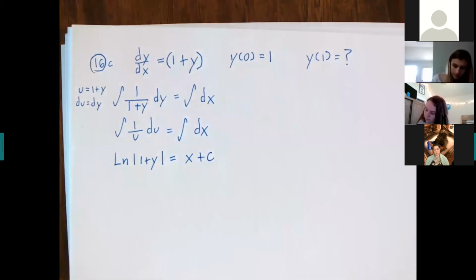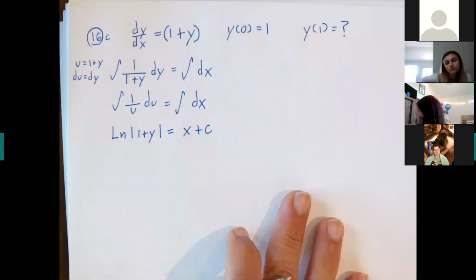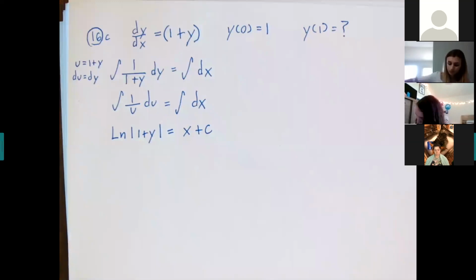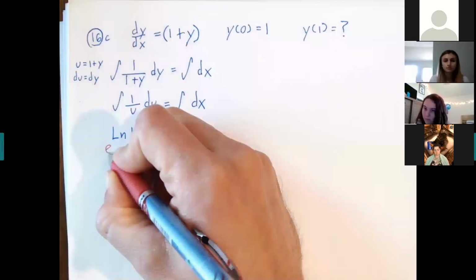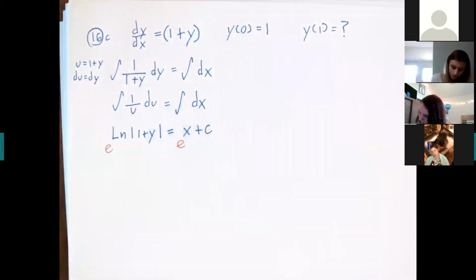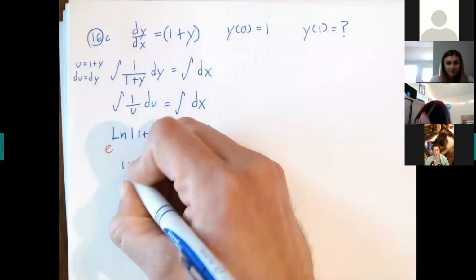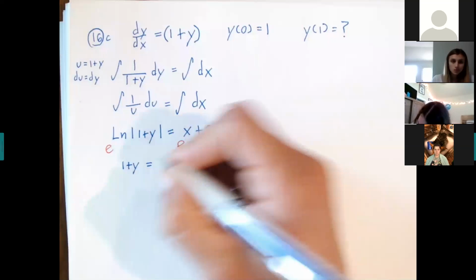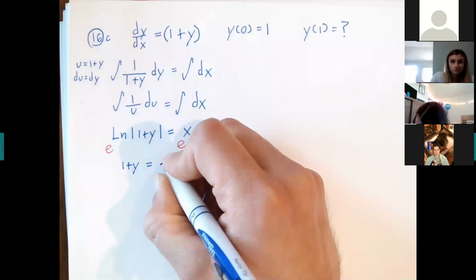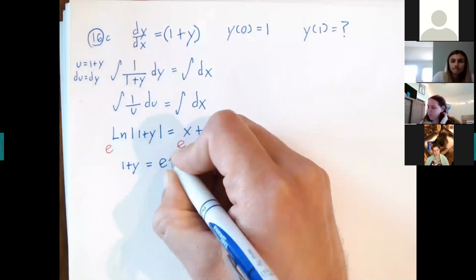Okay. Now at this point, you can do it like I did number 9 and go ahead and plug in the point, or you can just go ahead and try to solve for y. All right. So to solve for y, we're gonna exponentiate. I don't know if that's a real word. I know I keep saying that, it kind of bothers me. All right. So we have 1 plus y here, and this is gonna be e to the x plus c.